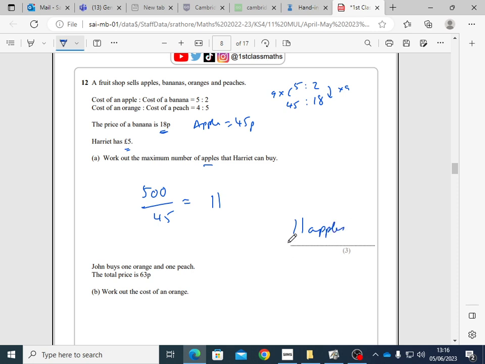Yeah, those apples are expensive, aren't they? I'm going for the banana, mate.